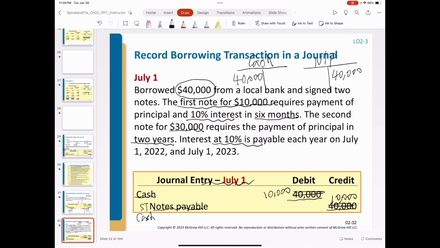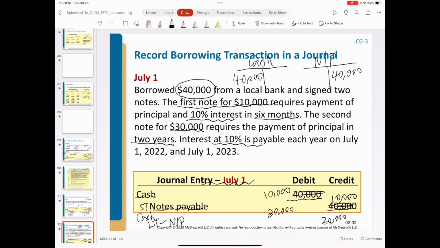Cash. LT represents long term notes payable. So cash $30,000 debit and $30,000 credit for the long-term notes, to differentiate these two different notes payable because they have different duration or maturity. They will be reported in different accounts in the balance sheet.